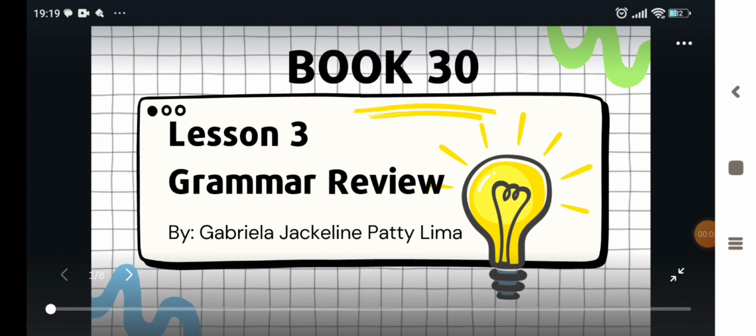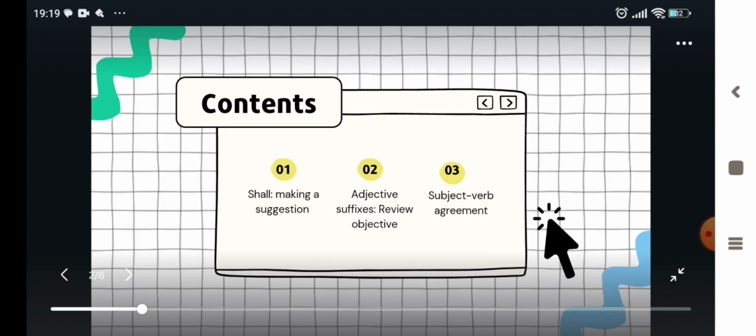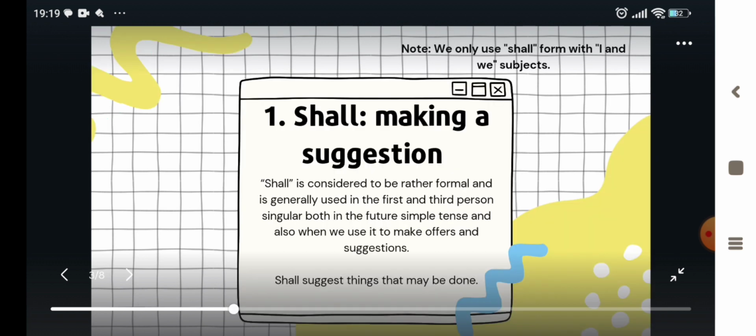In this opportunity, I want to explain Book 30, Lesson 3. This is a grammar review of this lesson. The content of this grammar are: first, shall making a suggestion; second, adjective suffixes review; and third, subject-verb agreement. Okay, let's start with the first grammar, shall making a suggestion.